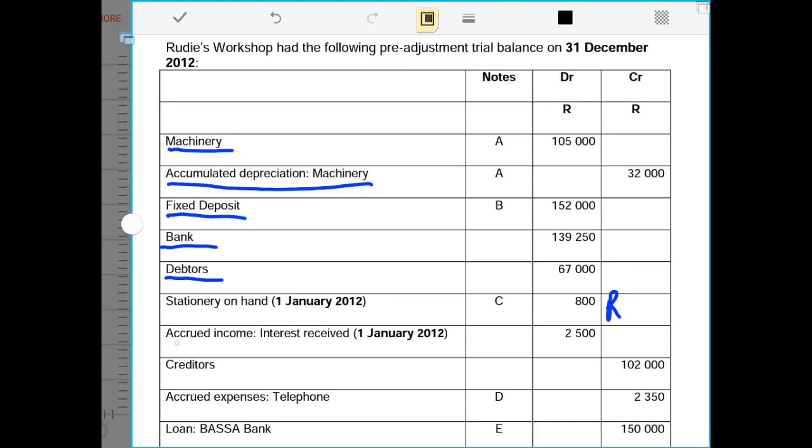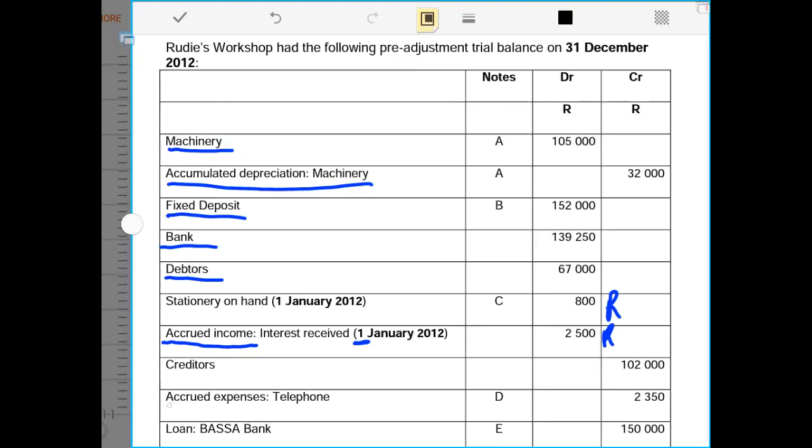Take note, we also have accrued interest income, and this was accrued by the beginning of January, and a reversal will also have to be taken into account with regard to this. These are very important things to note whenever you are given a trial balance.